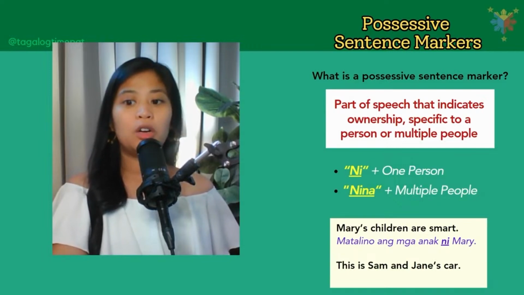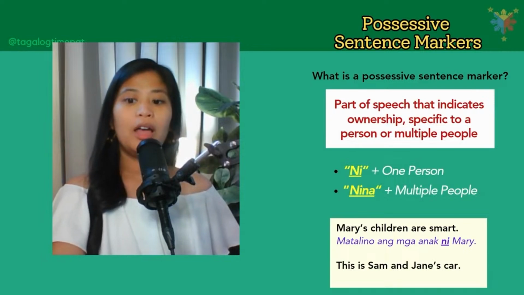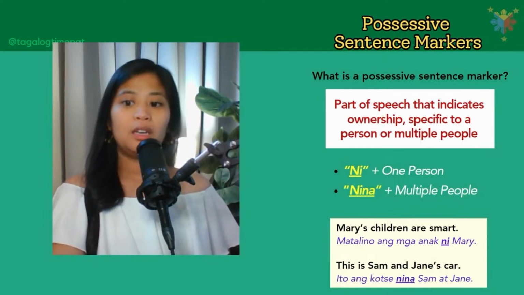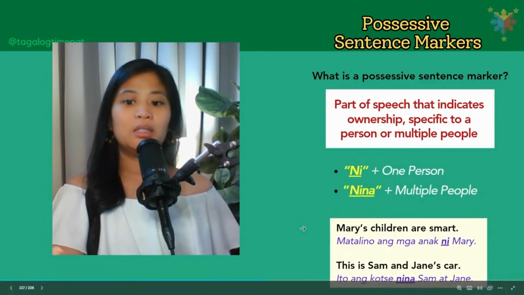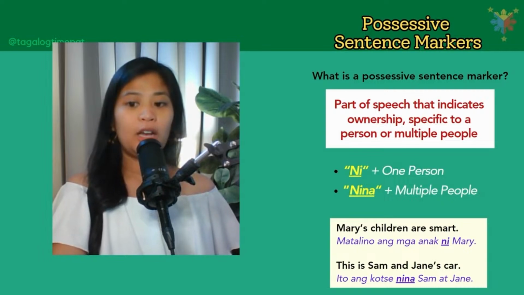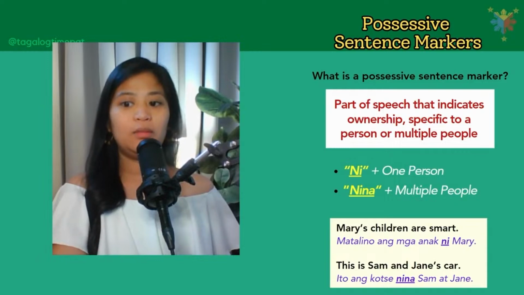Mary's children are smart. Now, if we're talking about multiple people, like this is Sam and Jane's car, then you would have to use the word nina. Ito ang kotse nina Sam and Jane. So it's still that same sentence structure. Ito is the demonstrative pronoun, then it's the word ang, then it's the object kotse, and now instead of a pronoun, we're using someone's name, but then we have to use this possessive sentence marker nina because it's multiple people. So ito ang kotse nina Sam at Jane. This is Sam and Jane's car.